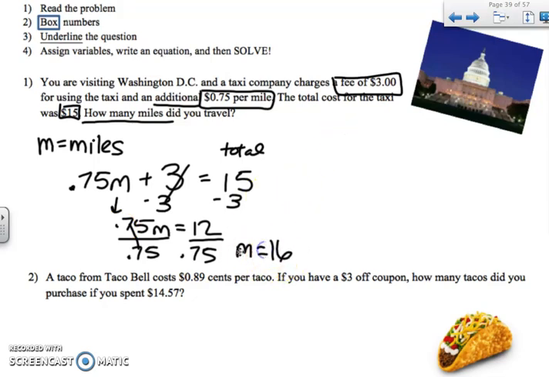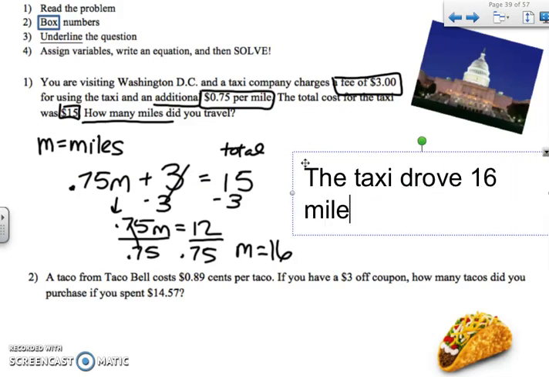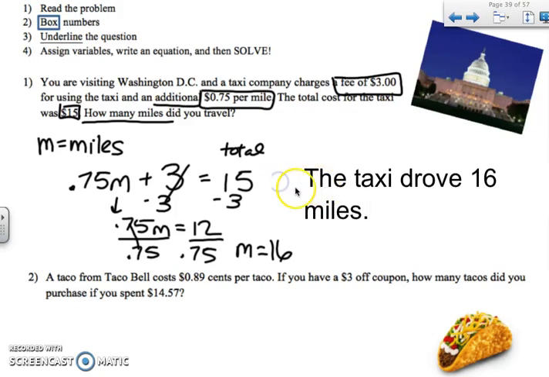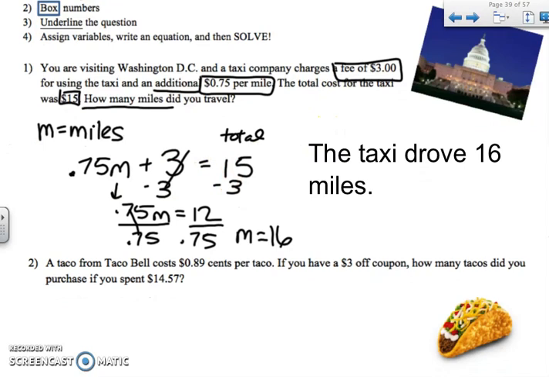Okay? The last thing we need to do is write a sentence about this problem, because M equals 16 is not enough. So our problem was talking about a taxi traveling, so a good sentence would be the taxi drove 16 miles. Okay? So that taxi drove 16 miles, and then we're done.